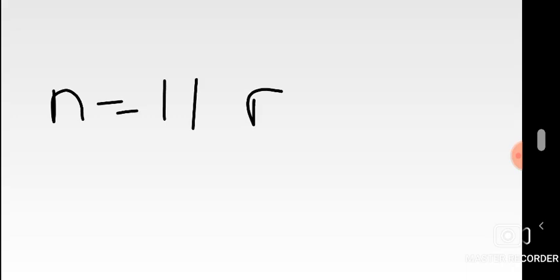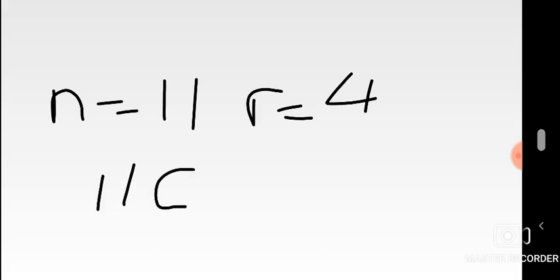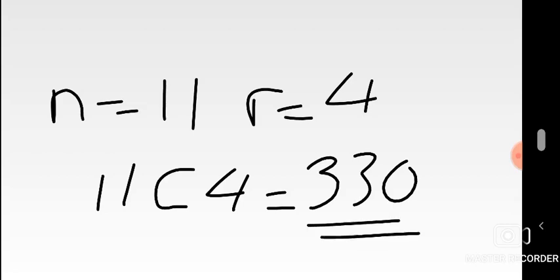N is usually how many observations there are. The 11 people. R, how many do you need from those 11? Just 4. And you're done. You're using combinations. On your calculator, 11, C, and then your R is 4. You punch 11 combination 4, and it gives you 330. That's your total possible ways this experiment can be done without any restriction. Just find the total possible ways.